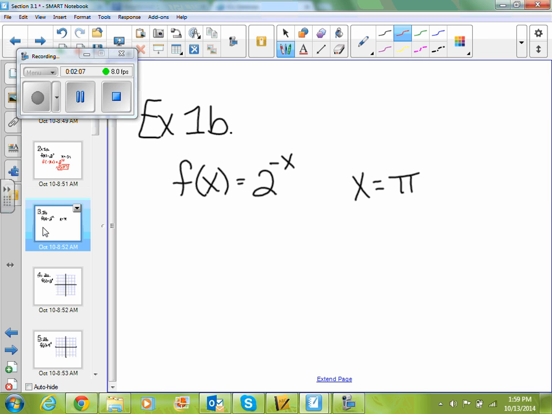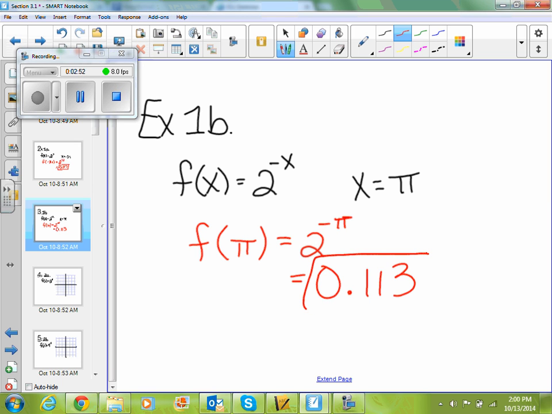Okay, so let's do another one like that. So we're given f of x equals 2 to the negative x, and we're told that x equals pi. So that tells me that f of pi equals 2 to the negative pi. So in order to estimate what that equals, we're going to plug that into our calculator by hitting 2, our caret button, negative, and then our pi symbol. Remember, your pi symbol is just second, caret. So if we plug that in, you should get an estimate of 0.113.